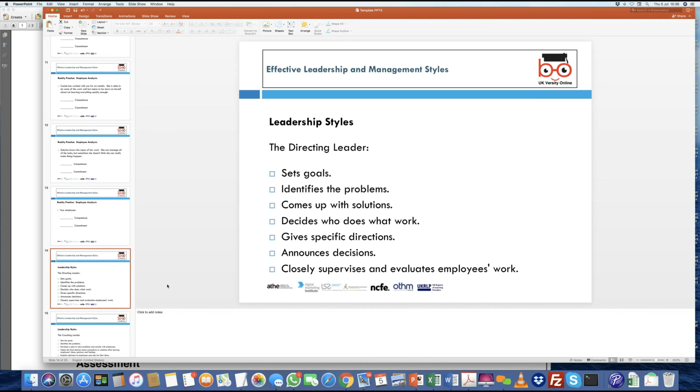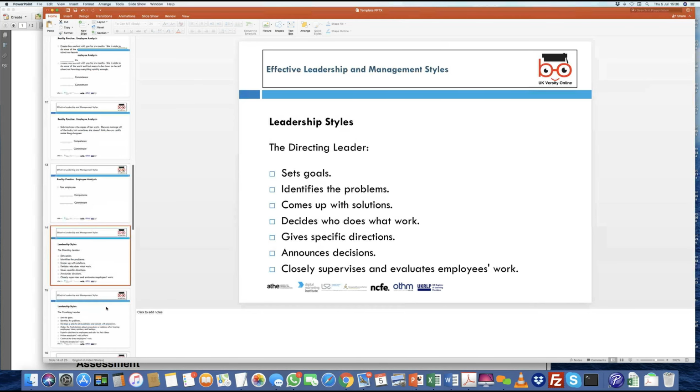And you will also look at whether a directing leader is able to work closely, supervise and evaluate employee performance. So here a good example would be small organizations where you have the owner, manager, or director of the organization also being the HR, and he's able to closely monitor employees, set targets, make the decisions, and if there's a problem, he also comes with the solutions. And that is where you get to see the directing style of leadership.